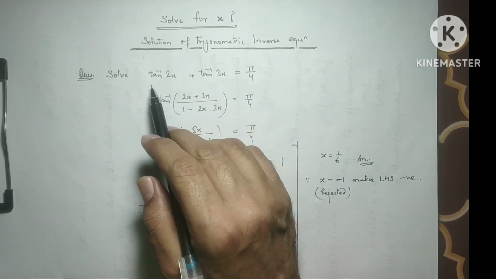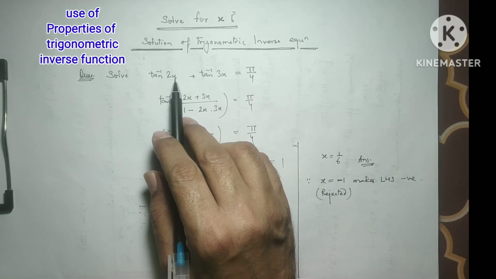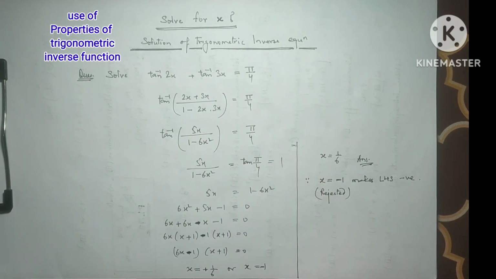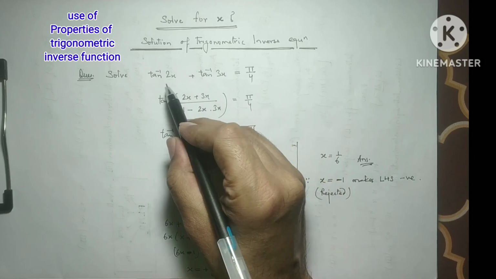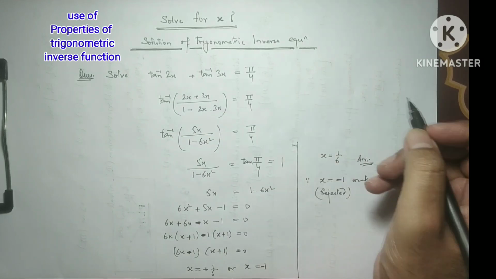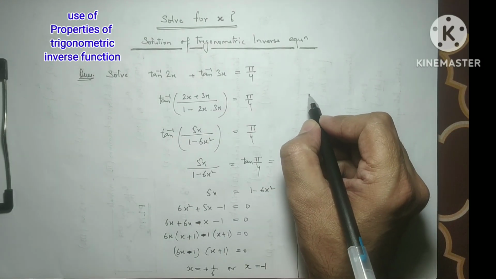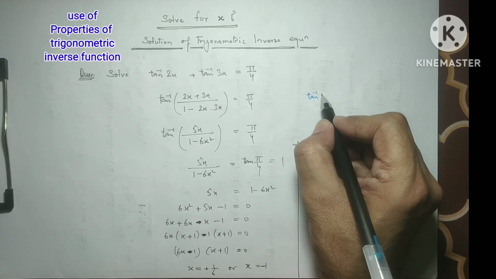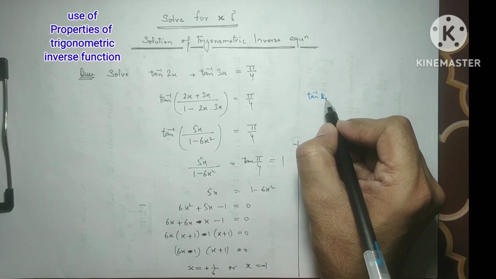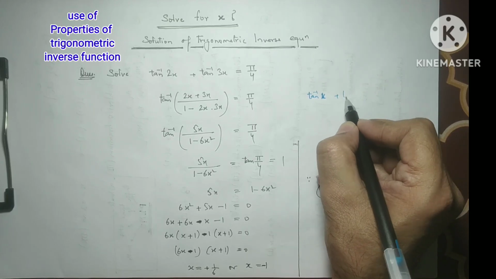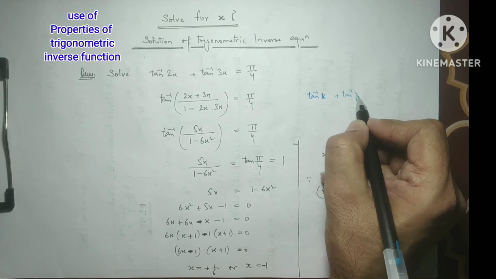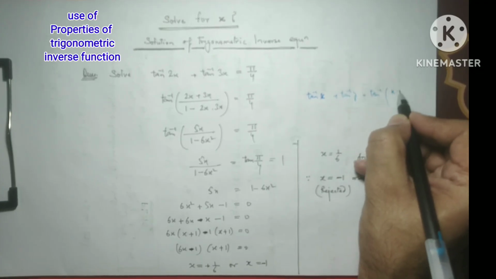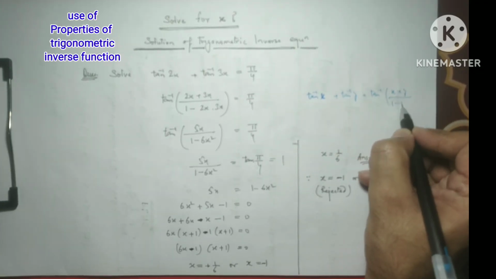Right now we are taking the question tan inverse 2x plus tan inverse 3x equals pi by 4. This is the summation of two tan inverse, and according to the theorems of inverse, we have a formula: tan inverse x plus tan inverse y equals tan inverse of x plus y over 1 minus xy.